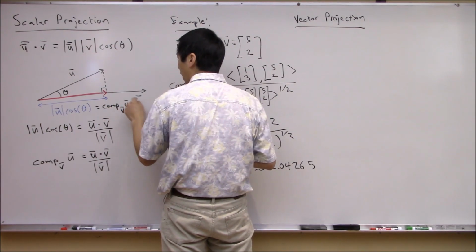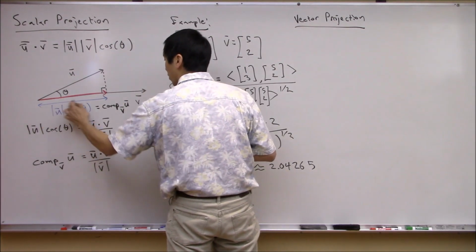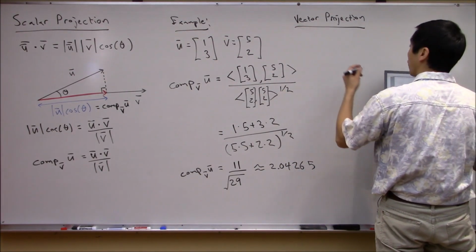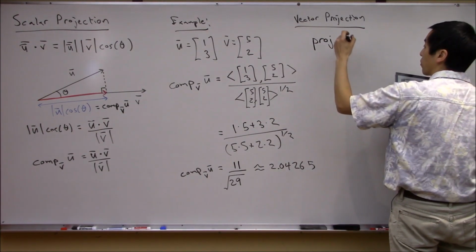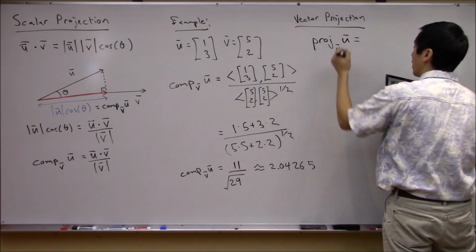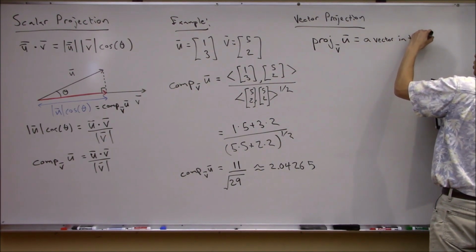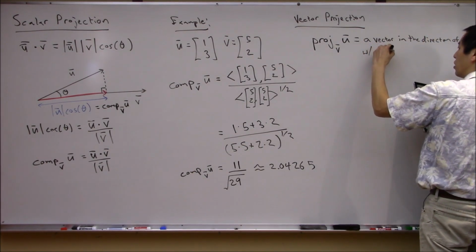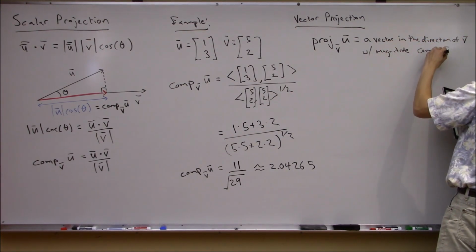All I have to do is form a unit vector in the direction of v, and then multiply it by this distance, this blue distance. So let me just write this down because I think it's pretty easy to see if we write it down. If I want the vector projection, which is sometimes written as proj, the projection of u onto v, this is basically a vector in the direction of v with magnitude of the component of u projected onto v.